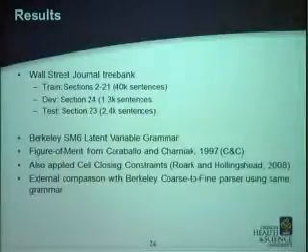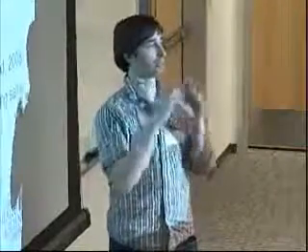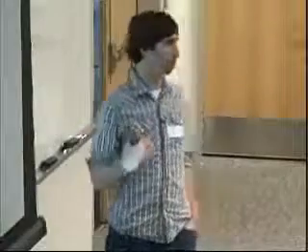And then we also apply this technique called cell closing constraints from Brian Roark and Kristy Hollingshead a couple years ago. And what this technique does is it actually ends up being complementary to ours. It takes features of the sentence and completely blocks off certain cells in the chart. And I'll show results with this as well. And then in the end, we do an external comparison with the Berkeley coarse-to-fine grammar. They use the exact same grammar that we do, so I find this a nice comparison point.